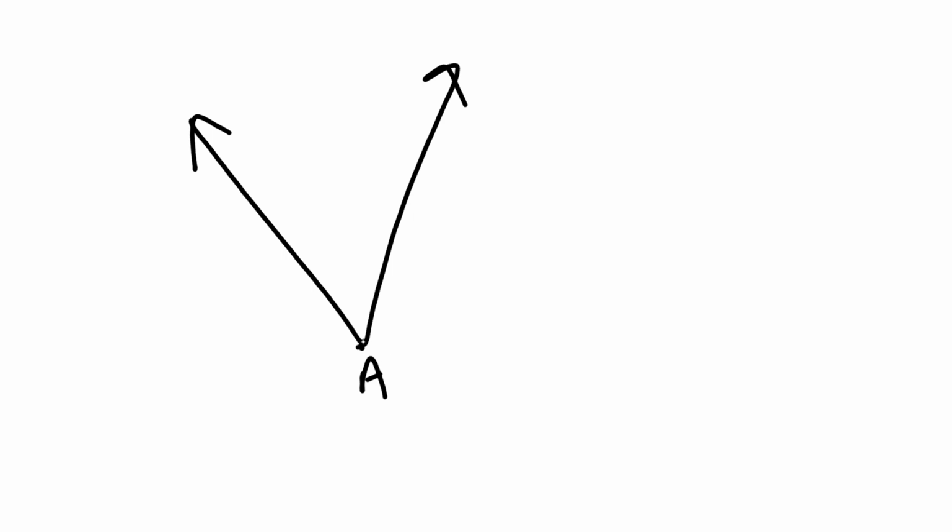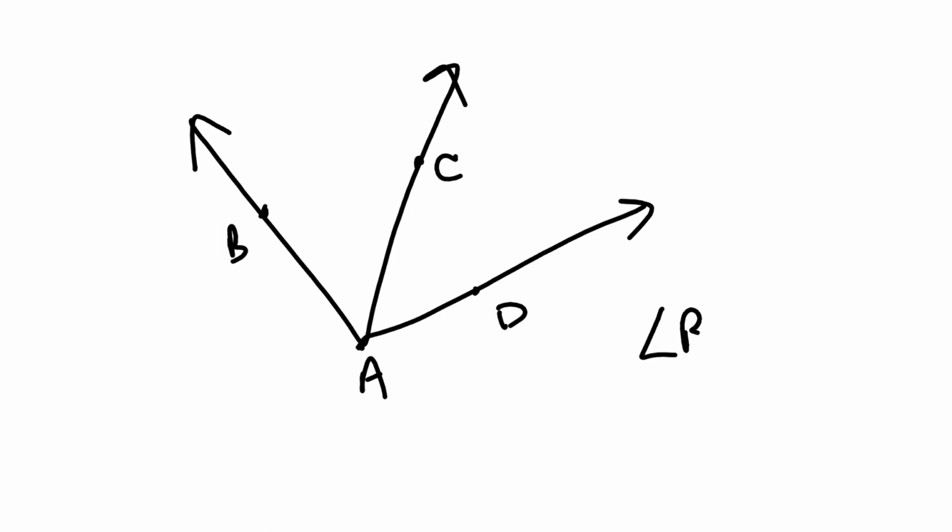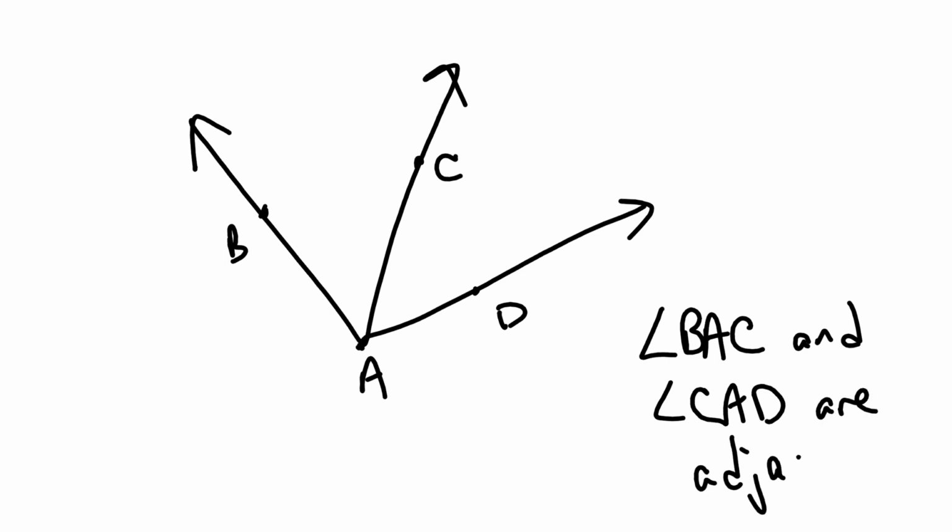A small bit of vocabulary: if you have an angle like this, maybe vertex at A, and another angle like this, also vertex at A, so maybe that's point B, and that's point C, and that's point D, we would say that angle BAC and angle CAD are adjacent. And that just means that they share a ray in common. That ray is this ray, ray AC. That's a ray that they have in common.